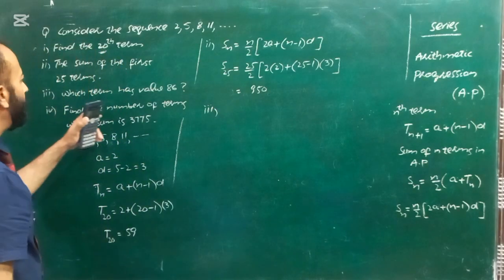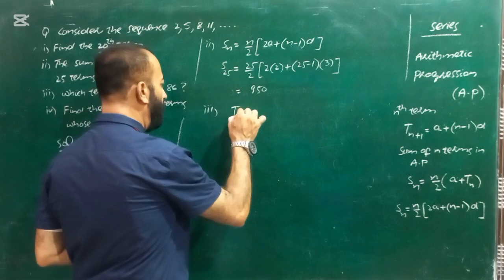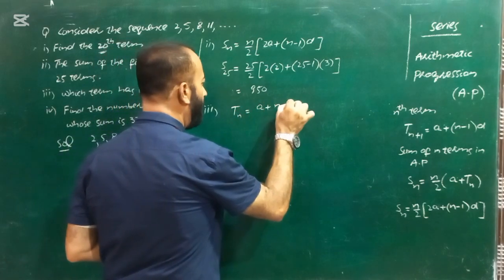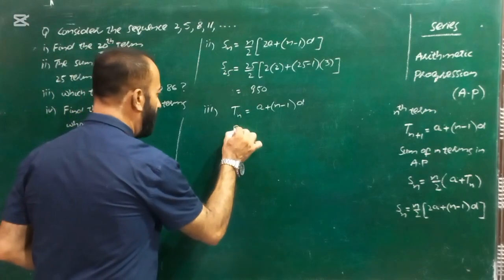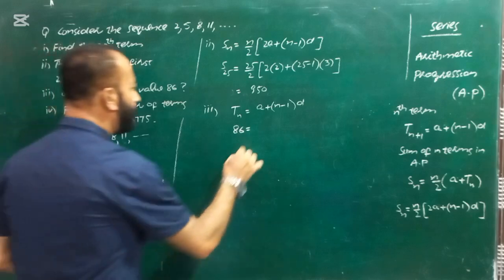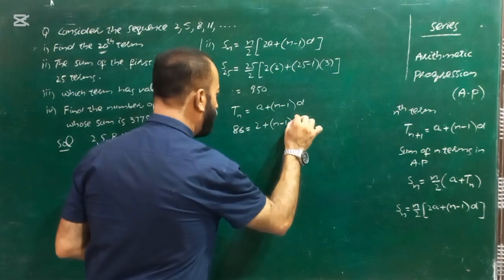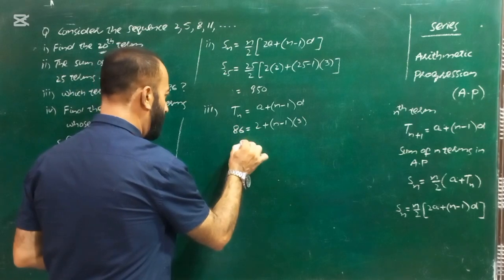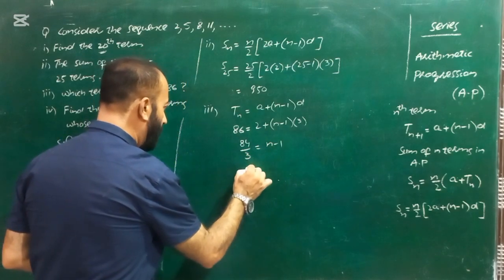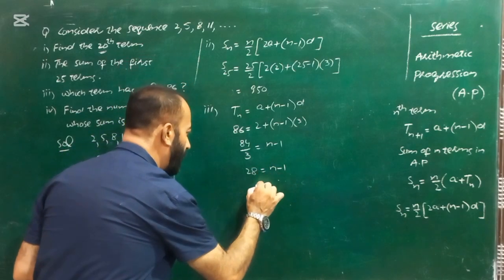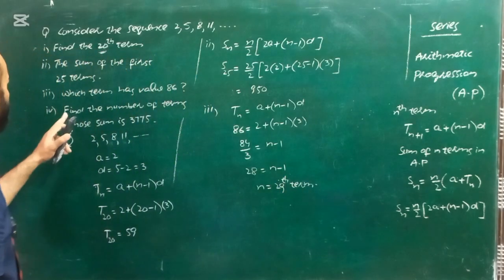Now the third part. Which term has value 86? It means a specific term. 86 is given. So again the formula will be used. Tn is equal to a plus (n minus 1) into d. Because the specific term is given, that is 86, 86 will be placed in place of Tn. a is 2, d is 3, and n is the requirement. From here you can see 2 will be subtracted, so 84. Then 3 will come to the denominator, which will be equal to n minus 1. So 3 eights are 24 is equal to n minus 1, and n will be equal to 29. So 86 will be the 29th term.